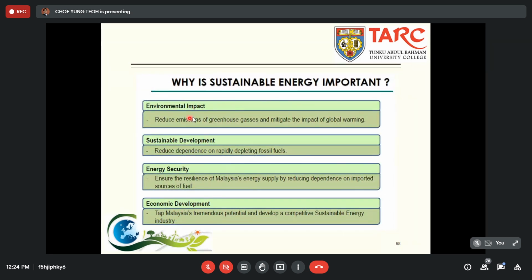Then why is sustainable energy important? Environmental impact. We reduce the emission of greenhouse gas and mitigate the impact of global warming. Greenhouse gas here refers to carbon dioxide. But keep in mind that carbon dioxide is not the only greenhouse gas. We still have methane gas, and we still have water vapor. As long as a gas can hold heat, we call it a greenhouse gas. A gas with a high heat capacity is a greenhouse gas, because it can hold a lot of heat energy and trap the heat. Carbon dioxide, methane gas CH4, and water vapor are all able to absorb a lot of heat.